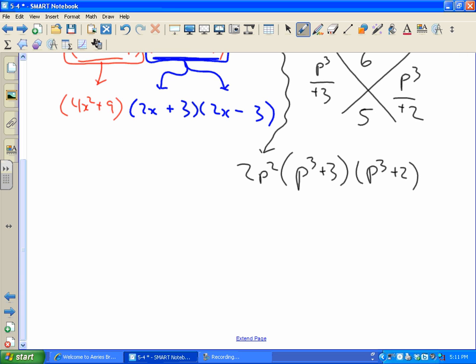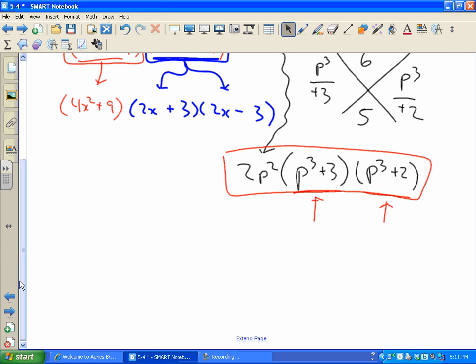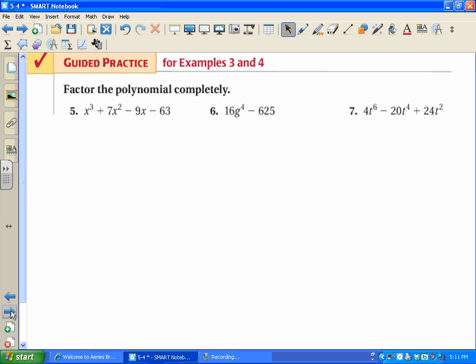The only thing that I would remind you of is double check. Discount double check, Aaron Rodgers. Double check p cubed plus 3. Make sure that's not a factorable sum or difference of cubes. Double check that p cubed plus 2 is not a sum or difference of cubes. Although p cubed is a cube, 3 is not a cube, and 2 is not a cube. So I can't factor this down any further. So that's my answer. You guys will do that.